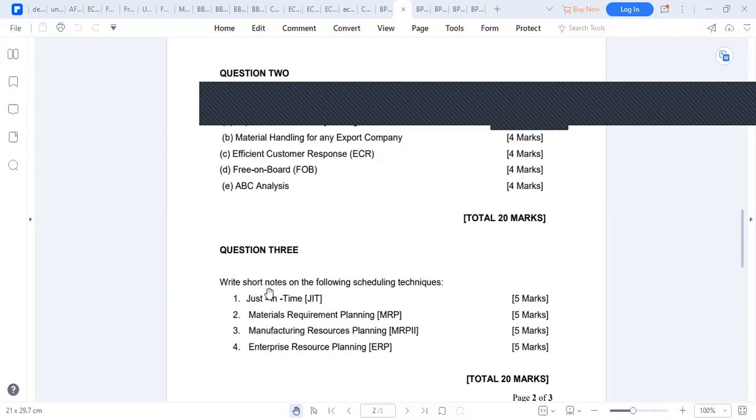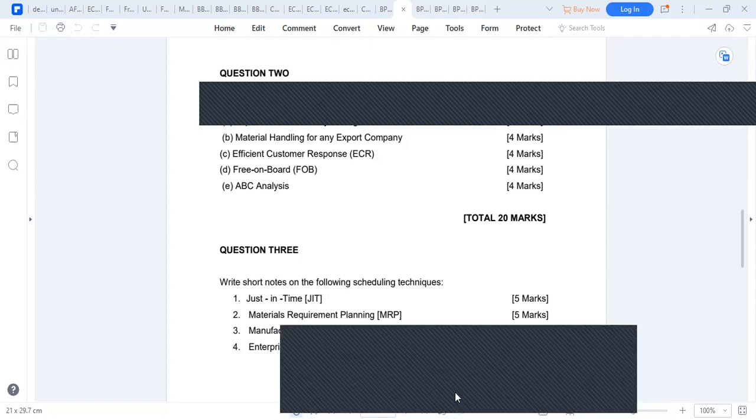All right. So question 3 is asking us to write short notes on the following scheduling techniques: just in time, MRP, MRP II, and ERP. So what is meant by just in time when we're dealing with scheduling techniques?